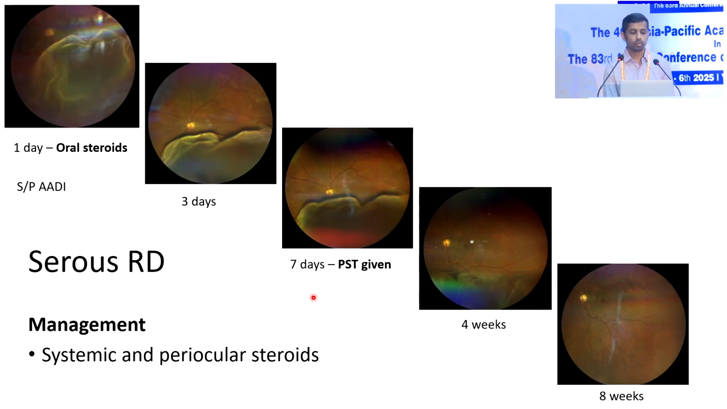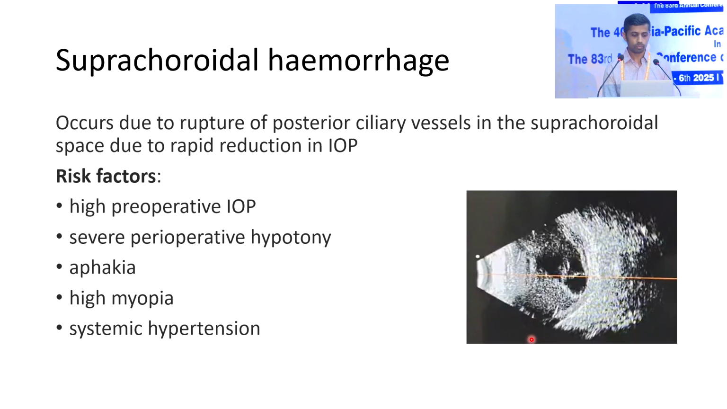Serous retinal detachments can be very well managed with systemic or periocular steroids. This was one of our patients who developed extensive exudative detachment on first post-op day after Ahmed valve implantation. This patient was managed with oral steroids and PST, and by 8 weeks, the exudative detachment had resolved.